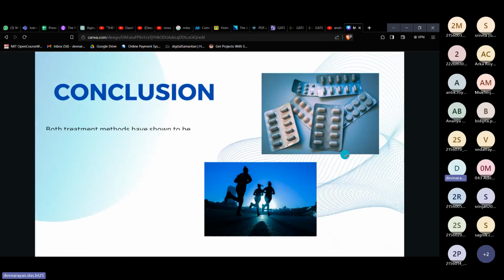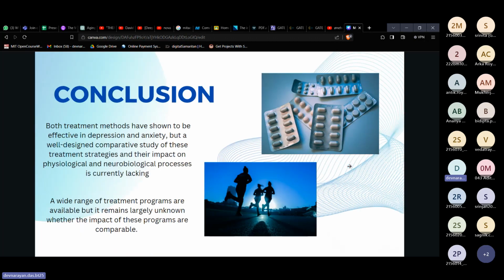To conclude the research paper, both treatment methods have shown to be effective in depression and anxiety, but a well-designed comparative study of these treatment strategies and their impact on physiological and neurobiological processes is currently lacking. As the results obtained after the study show that both the treatments are equally good and none is better than the other. Not only these two, a wide range of treatment programs are available, but it remains largely unknown whether the impact of these programs are comparable.